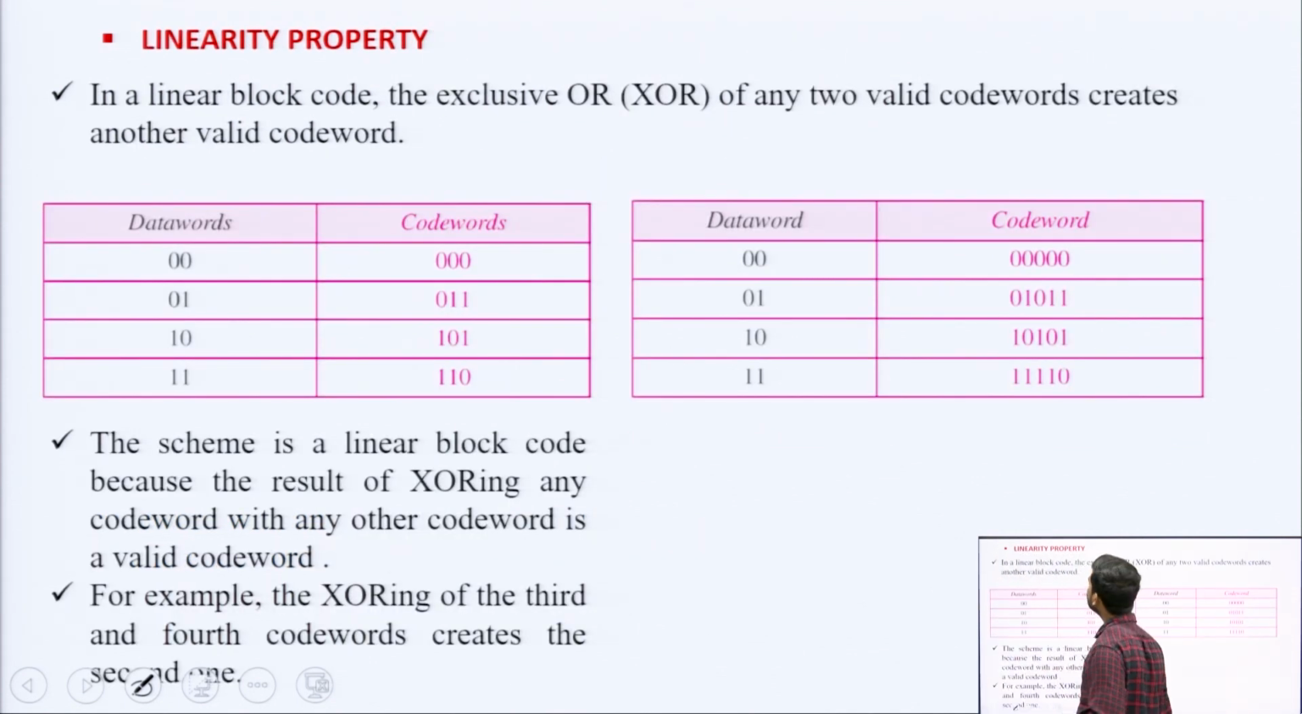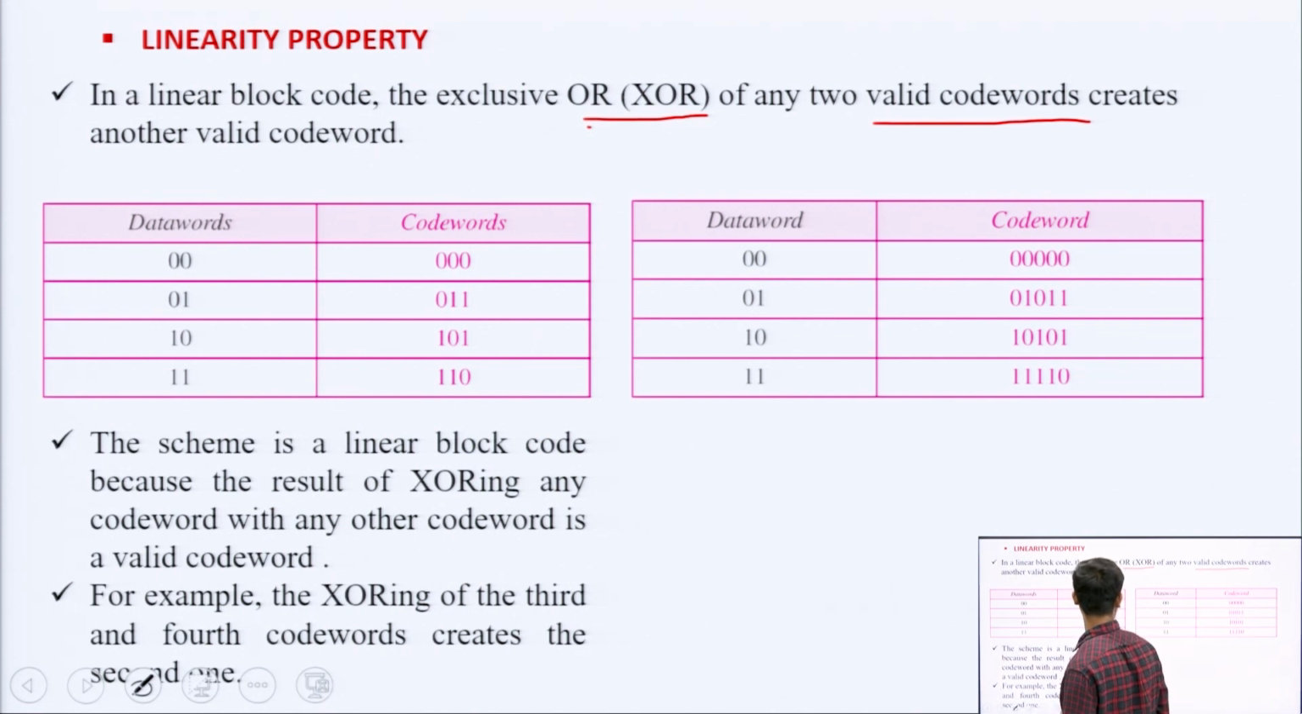So why is this known as linear? Because it follows the linear property. How? In a linear block code, the exclusive OR, that is XOR, of any two valid code words creates another valid code word. This is your linearity property. So we can see that if we do the exclusive OR operation of any two valid code words, then we can find another valid code word.